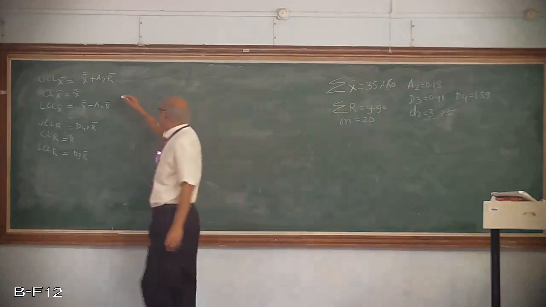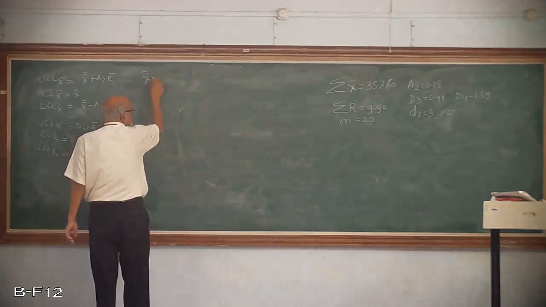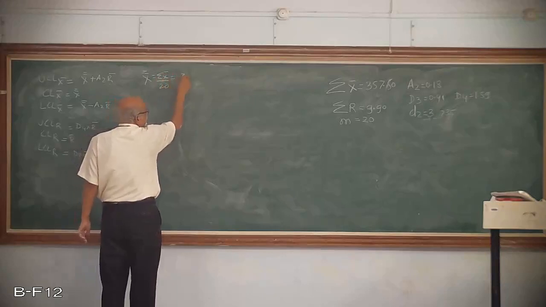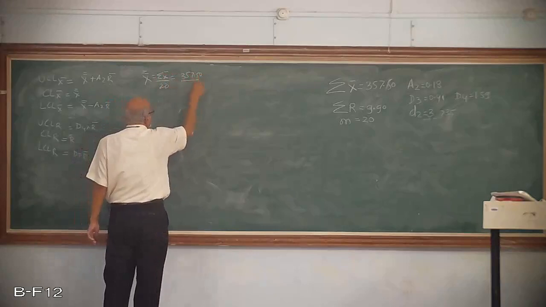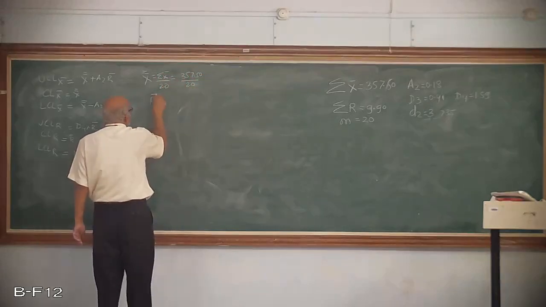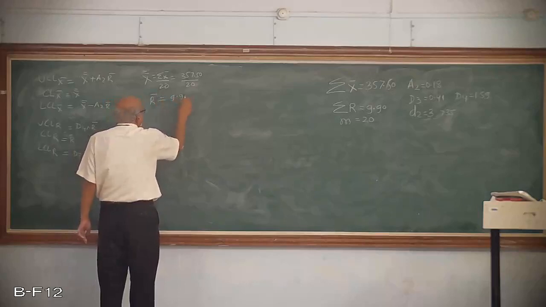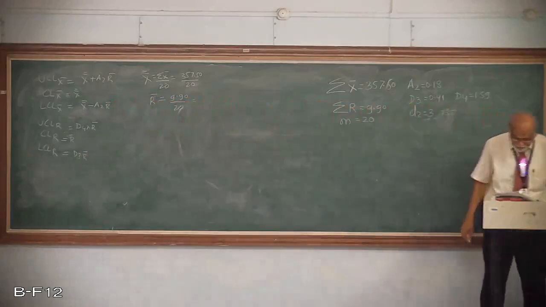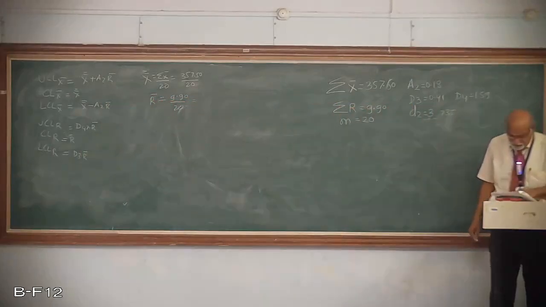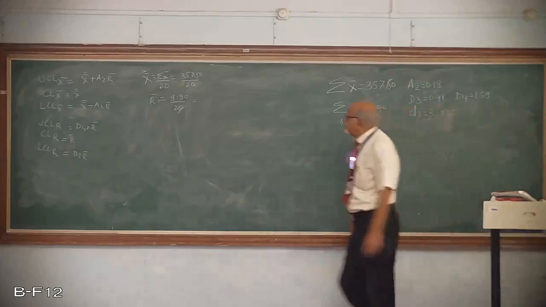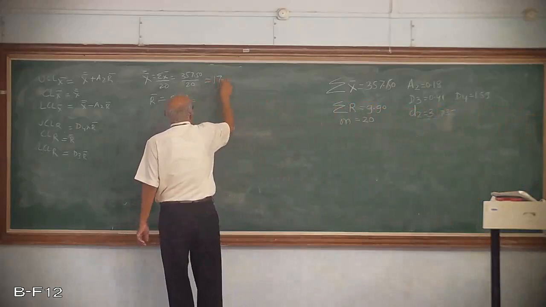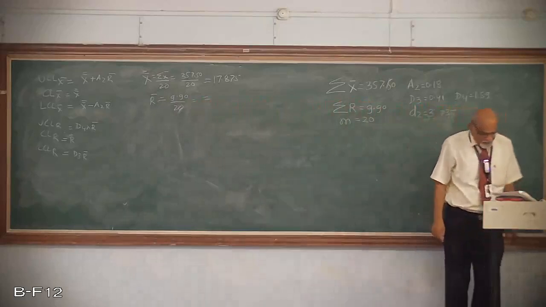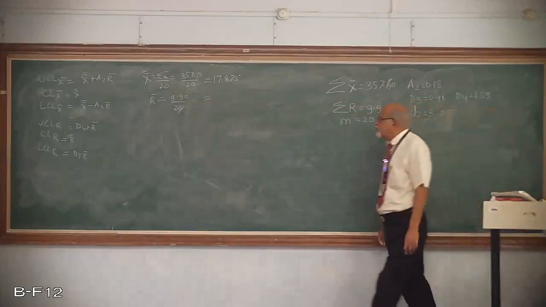Here, X double bar is known, that is equal to sigma X bar divided by 20, which is 357.50 divided by 20, and R bar is equal to 9.9 divided by 20, and it works out to be 17.875, and R bar works out to be 0.495.